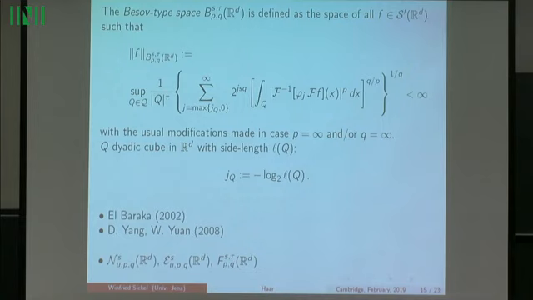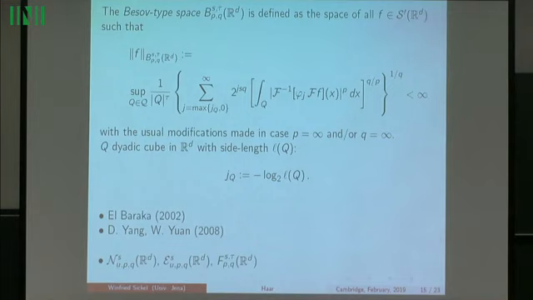Then in 2008, Dachun, Yuan and Yuan picked up this topic and started a more serious investigation of these spaces. Let me give you a warning. There are several types of smoothness spaces related to Morrey spaces. Here I have written three more versions. These spaces with the N are called Nikol'skij-Besov-Morrey spaces.